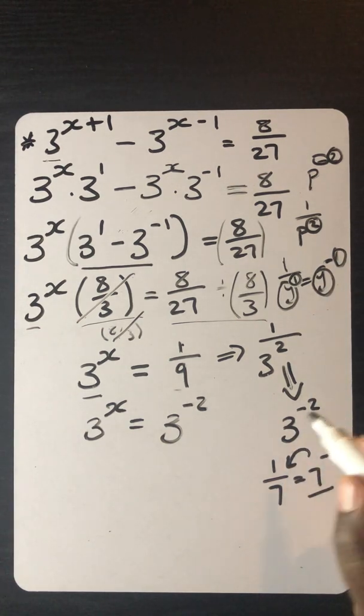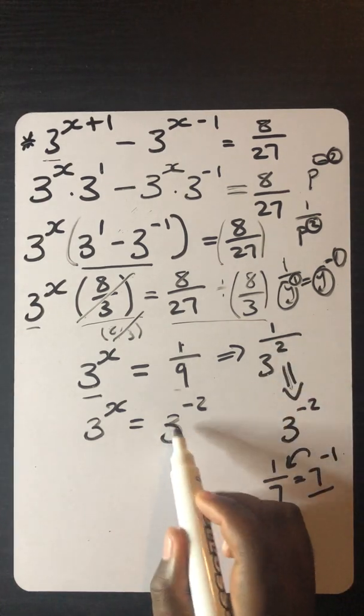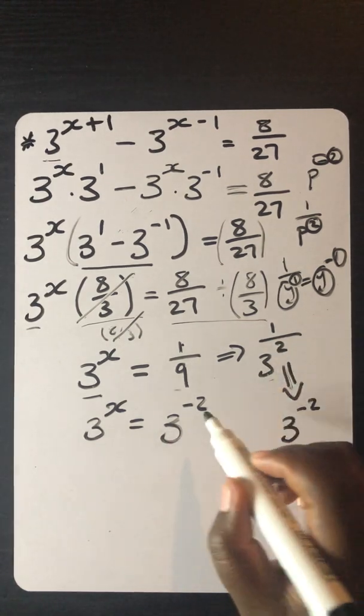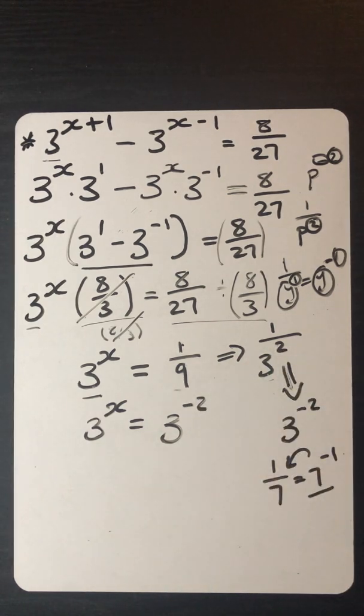Same applies here, ladies and gentlemen. That's why I'm saying the whole of that is the same as 3, which is that base, to the exponent 2, obviously as a negative number.